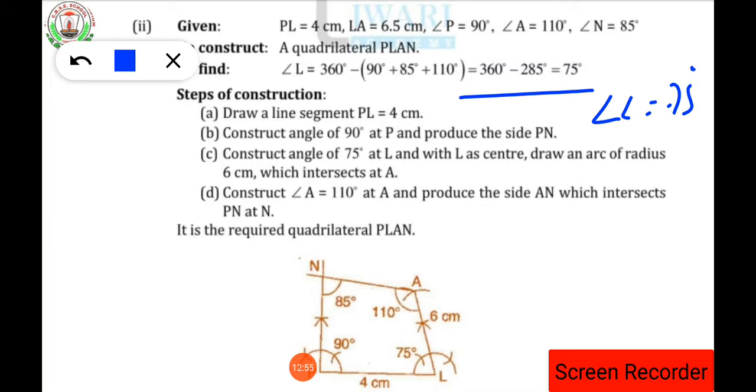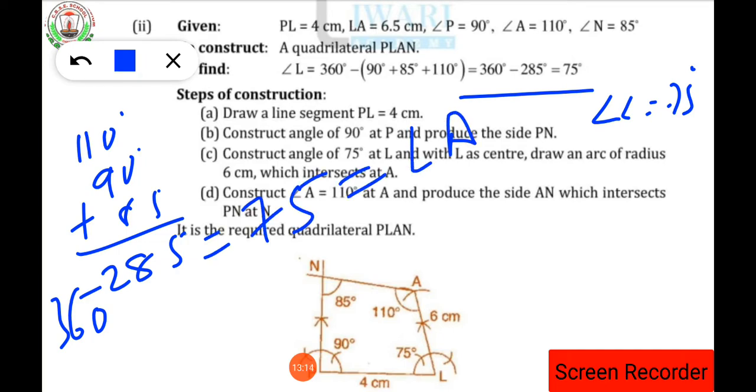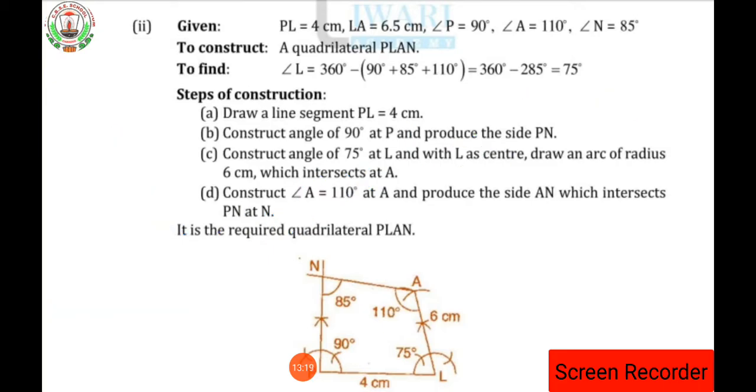When you add all the three angles, that is 110 degrees, 90 degrees, then 85 degrees, added together that will be 285 degrees. This 285 degrees will be subtracted from 360 degrees to get the angle L as 75 degrees. Clear everyone? This is angle L. So, have you understood up to here?